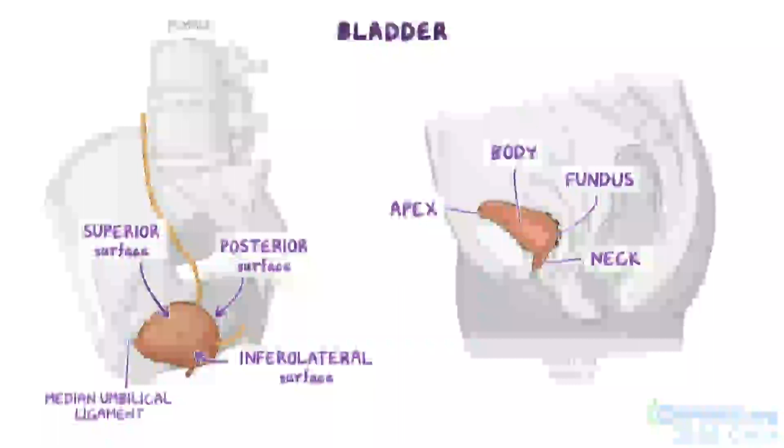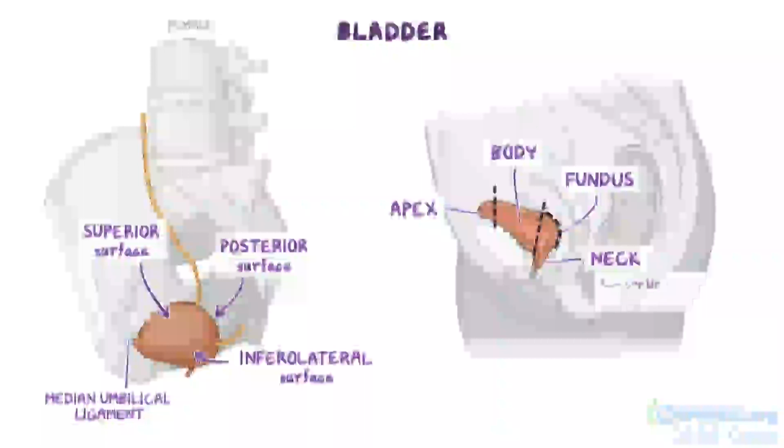The fundus, on the other hand, lies opposite to the apex and forms the convex posterior surface of the bladder. Next is the body, which lies between the apex and the fundus and makes up most of the urinary bladder. Finally, the fundus and the 2 inferolateral surfaces meet below to form the neck of the bladder, which continues inferiorly with the urethra.